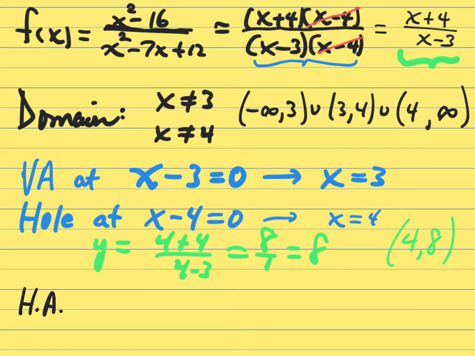The horizontal asymptote, and what we do for that one is we look at our dominant powers of x, top and bottom. Now those are both tied at 2, so we take our coefficients for those dominant terms. 1 over 1 is 1.